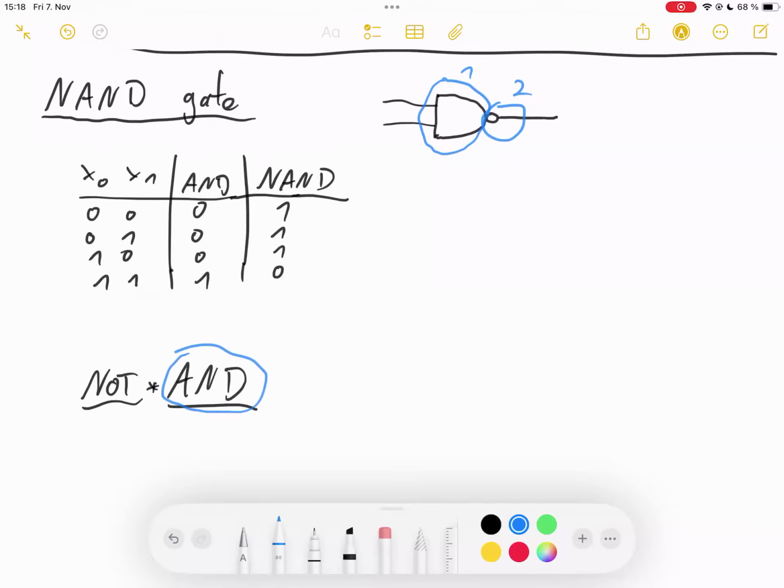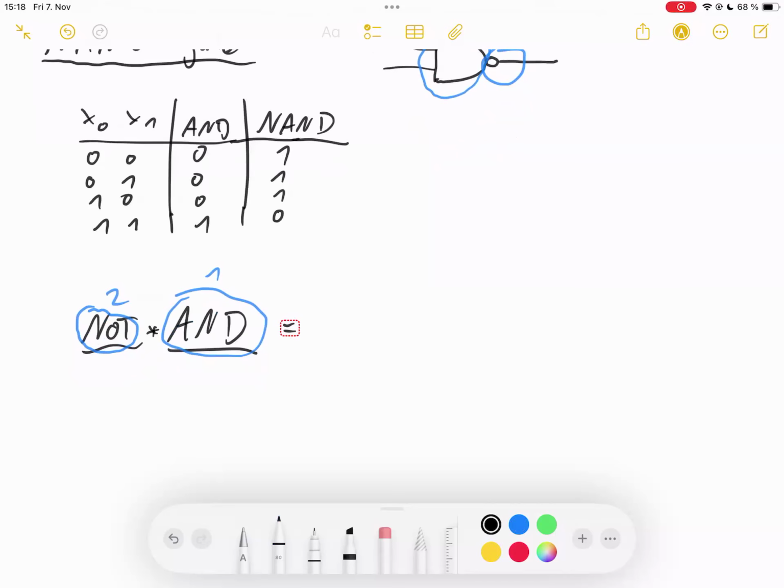So first this, and then the NOT. So we multiply the matrix from the left. And we can just take these matrices from before and multiply them. Remember, the NOT matrix was 0, 1, 1, 0.